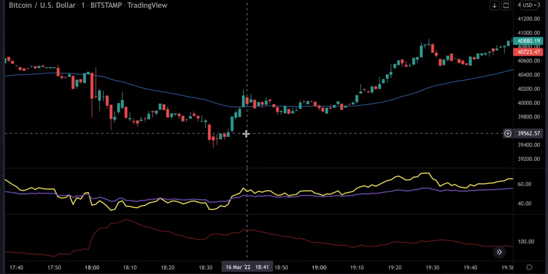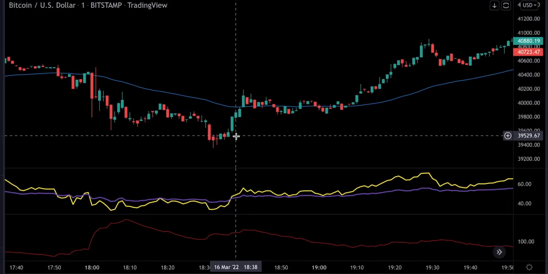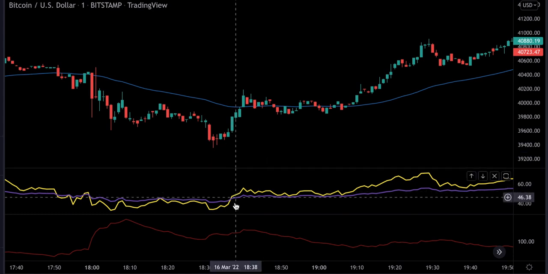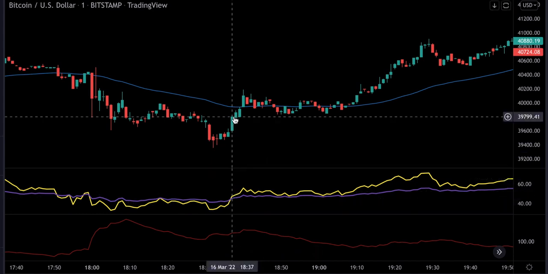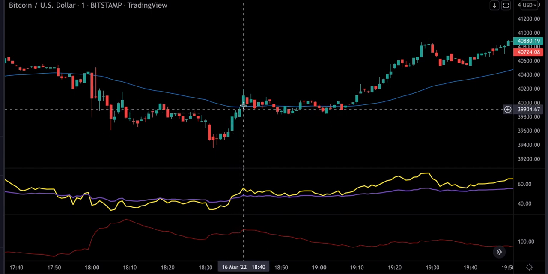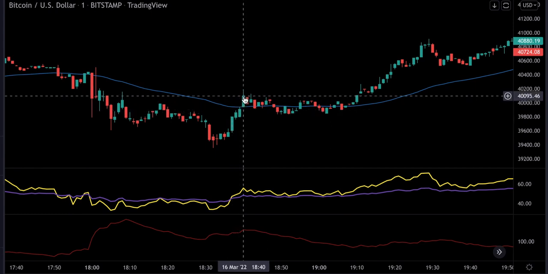Okay, so let me now show you an example of a long trade. We see a signal from our main confirmation indicator right here to go long, but the price is still below the moving average. So what we're waiting for is basically for the price to cross and close above the moving average. So now we can enter a long trade.